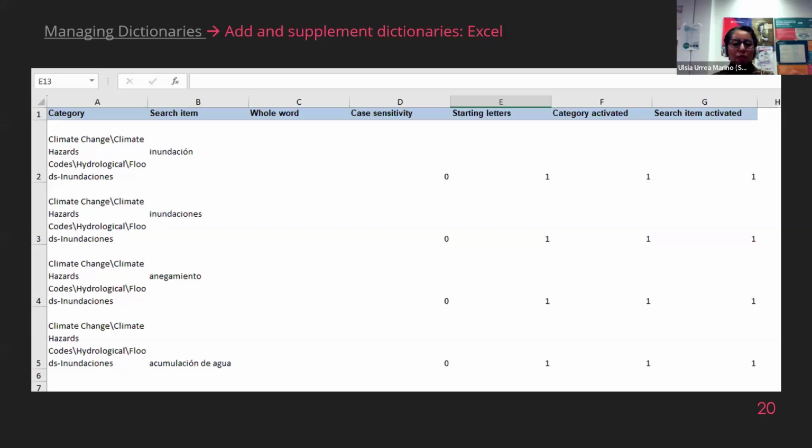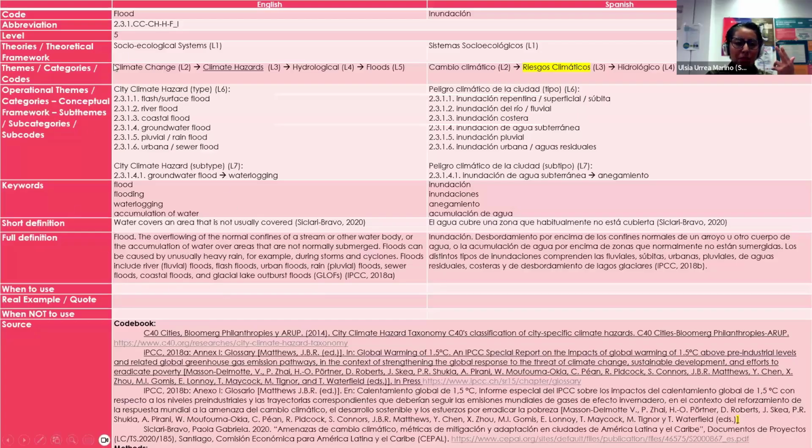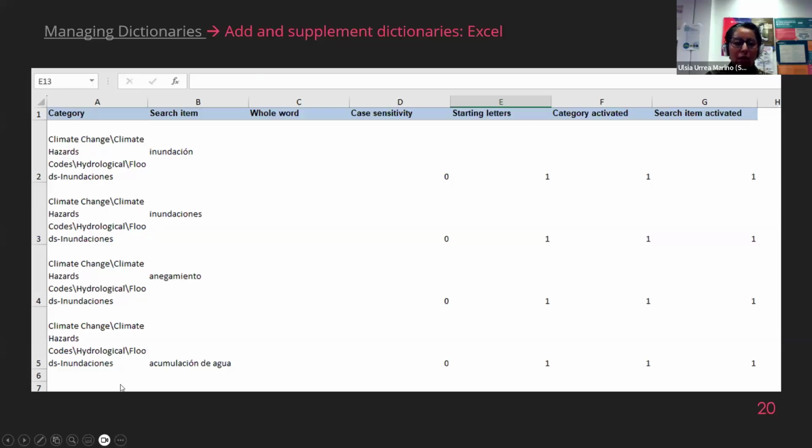So what is the way that I follow this? I went to MAXQDA, MAXDictio, on the dictionary, I import or download an empty Excel dictionary. And because it has the structure, I start filling in only the information that the dictionary needs. If you can see in the left column, it's the category. If you remember the structure of my code here, the theme categories are the same structure that I follow here in category.